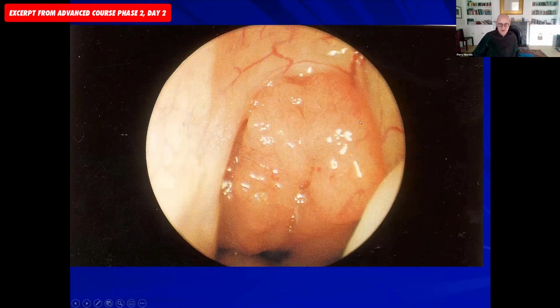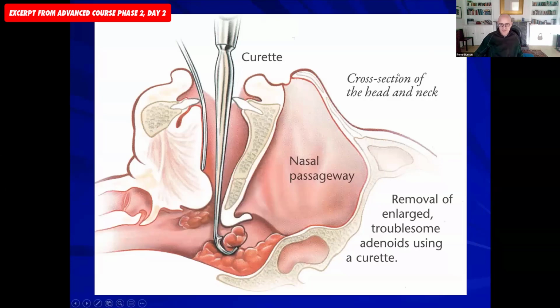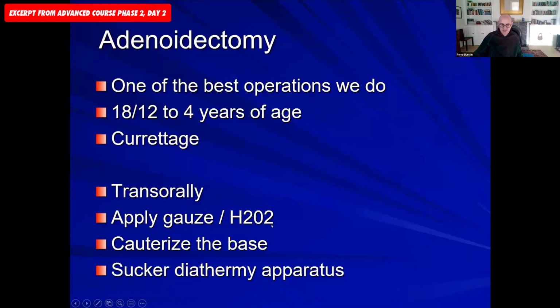This is an endoscopic slide showing large adenoids, and they're almost completely effacing the posterior choana. And this is essentially what we do for an adenoidectomy. We have a gag in, we have an airway tube in, and we curette the postnasal space. And with an adenoidectomy, it's probably one of the best operations we do in ENT. It's probably about the least sexy one that we do, but it's probably one of the best.